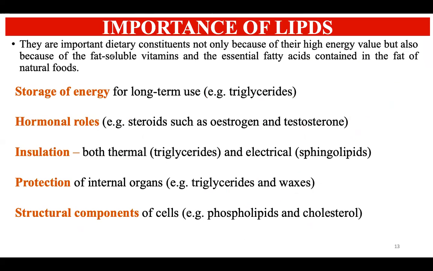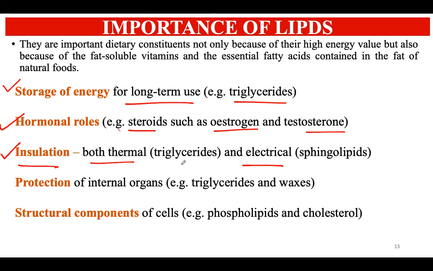Now, what are the different importances of the lipids? Lipids are a storage form of energy for long-term use, that is in the form of triglycerides. They have hormonal roles as well, such as the steroids that we just discussed. And the steroid examples include estrogen and testosterone. They are also responsible for insulation because they form a fat layer around the organs, and they provide a cushion kind of thing. And the insulation is both thermal and electrical.